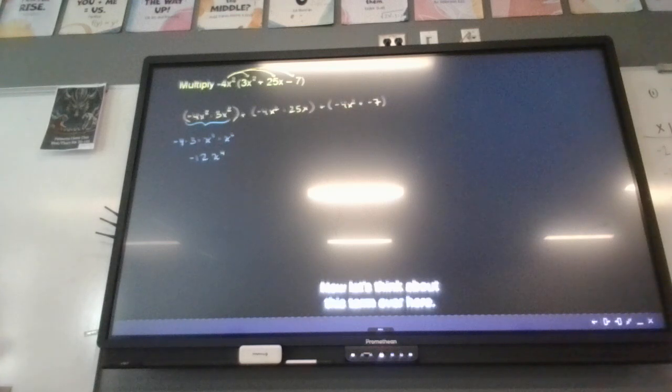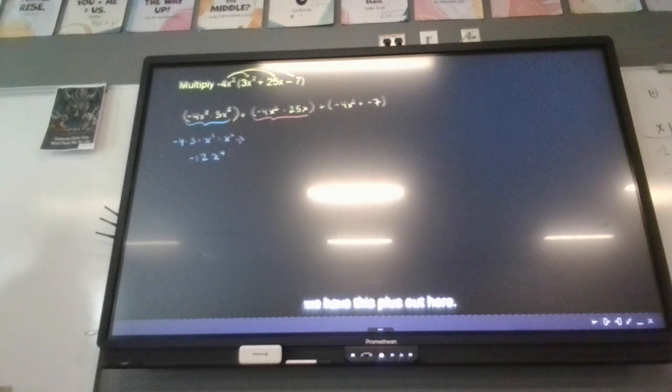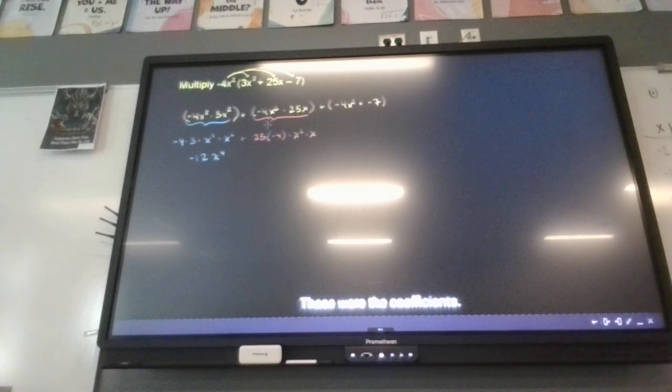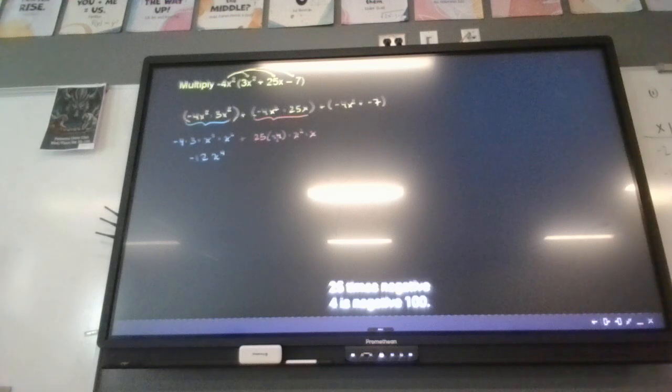Now let's think about this term over here. Of course, we have this plus out here. And then this part right here is the exact same thing as 25 times negative 4 times x squared times x. So let's just multiply the numbers out here. These were the coefficients. 25 times negative 4 is negative 100. So it'll be plus negative 100, or we could just say it's minus 100. And then we have x squared times x, or x squared times x to the first power. Same base, we can add the exponents. 2 plus 1 is 3. So this is negative 100x to the third power.